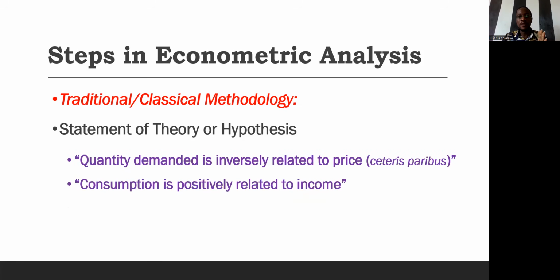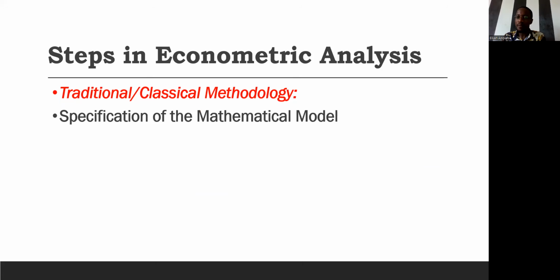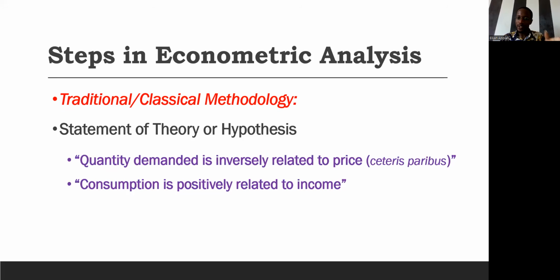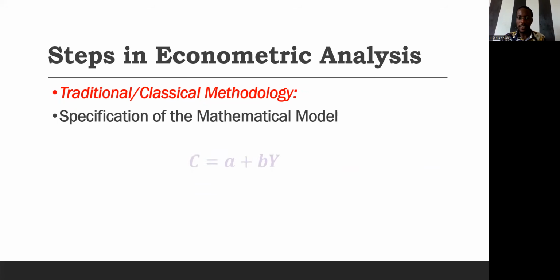There is also the consumption theory, which states that consumption is positively related to income. And so when your income increases, you're going to consume more. If your income decreases, you're going to consume less. So this is the consumption theory. So after stating the theory, you would go ahead and specify the mathematical model of that theory. And so if we look at the second theory, which is consumption is positively related to income, then the mathematical model would be C equals A plus BY.